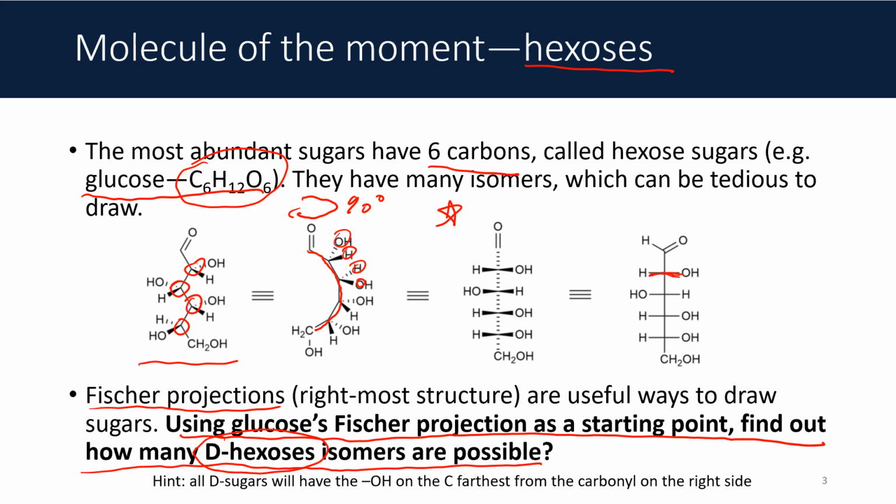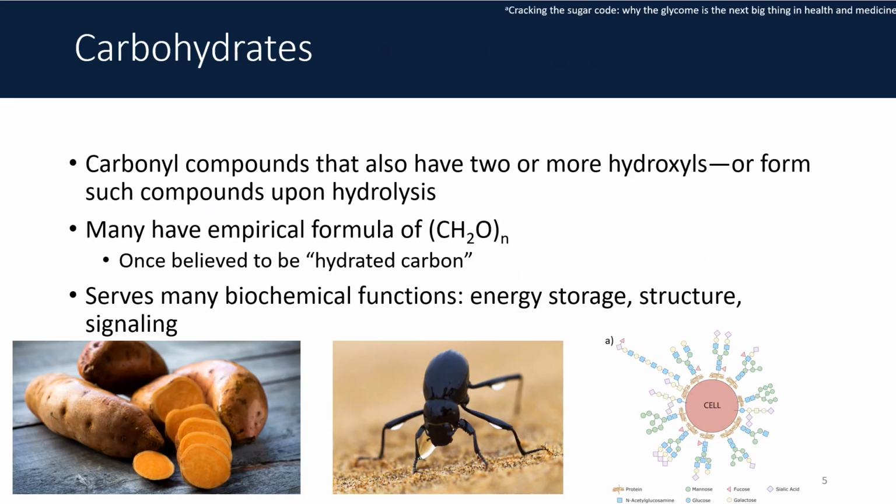All right, and as a hint, I'm going to tell you that all D sugars are going to have the hydroxyl group on the carbon farthest from the carbonyl on the right. And you can see that the hydroxyl is indeed on the right side. So mull over that, and I will be picking on someone in class to share their thoughts.